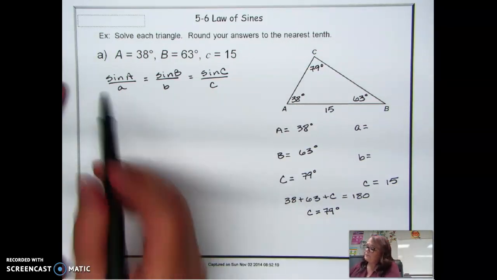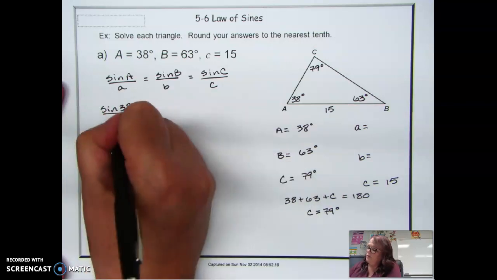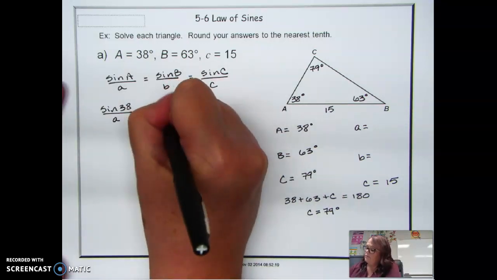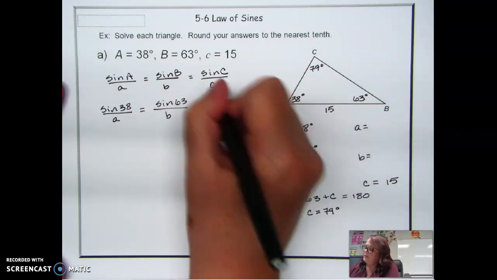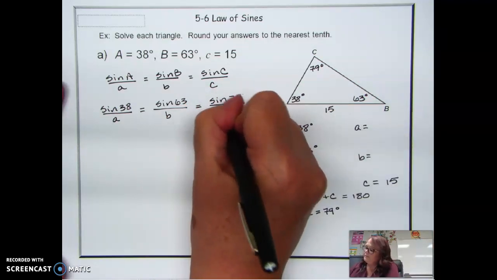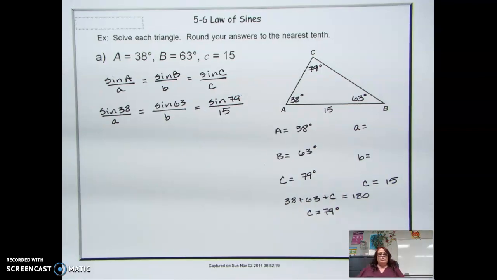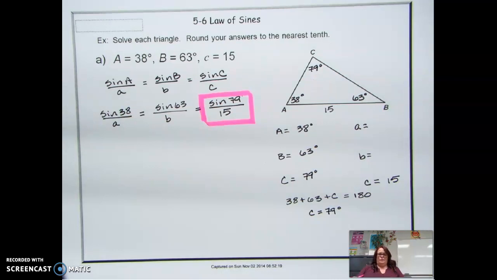And so plugging it in, I've got the sine of 38 over little a, which I don't know, is equal to the sine of 63 over little b, which we don't know, is equal to the sine of 79 over little c, which is 15. Okay, so if you notice, I have one fraction where I know everything. This is what I call my anchor fraction. So I'm going to use that fraction to find a, and then separately I'm going to use the same fraction to help find b.